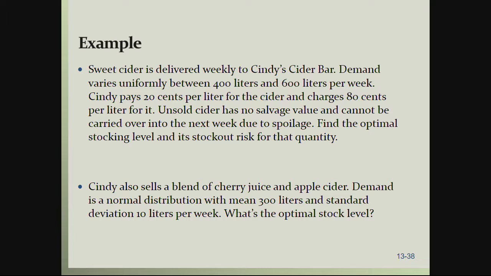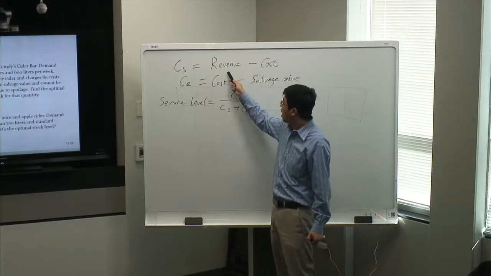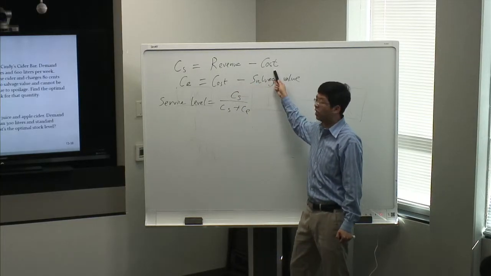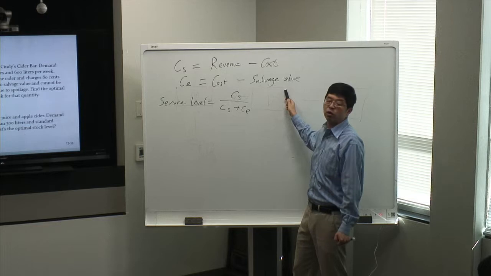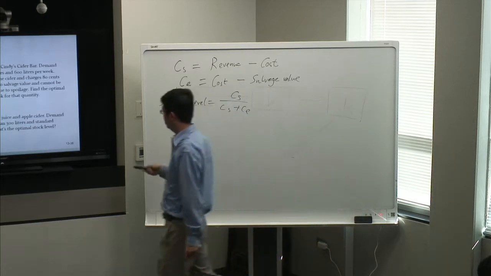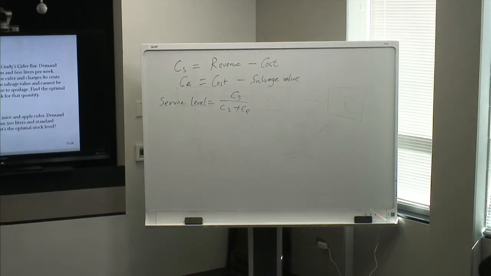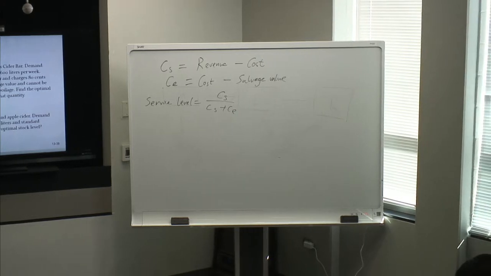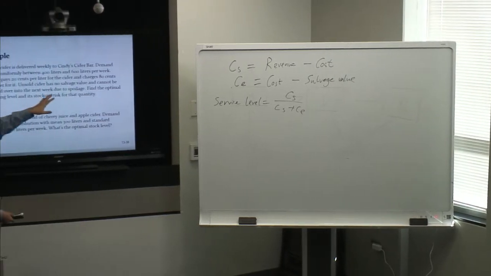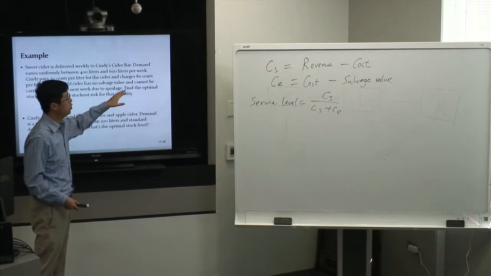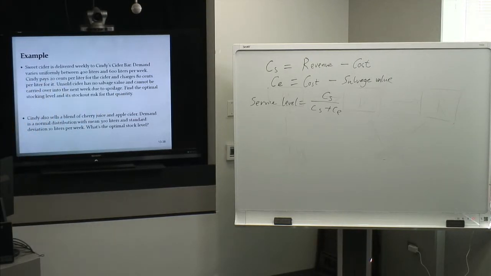Salvage value is 0, right? So we get everything. We know the revenue is 80 cents, cost 20 cents, salvage value 0. Now you should have everything you need. And the unsold cider has no salvage value and cannot be carried over into the next week due to spoilage.